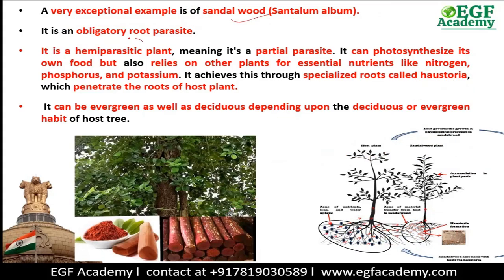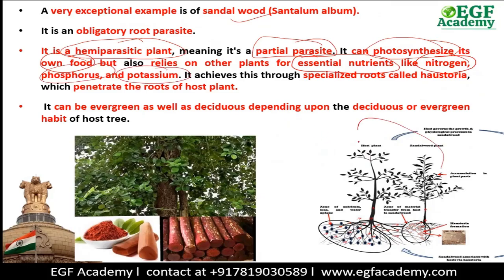So this sandalwood is a hemiparasitic plant. It means it is a partial parasite. It can do photosynthesis. Through photosynthesis, it can make its own food. But for the essential nutrients, every plant requires certain types of nutrients, for example, nitrogen, phosphorus, potassium. So for these essential nutrients, this sandalwood plant depends on the host plant. So these haustoria, which are present in the root of sandalwood, penetrate inside the root of the host plant and absorb the essential nutrients from the host plant.